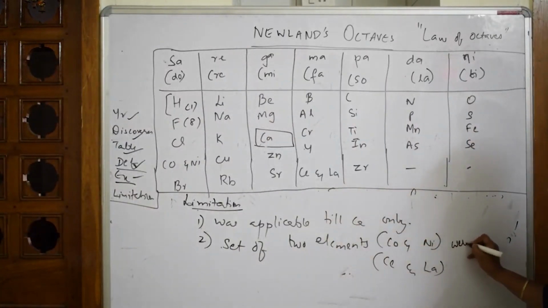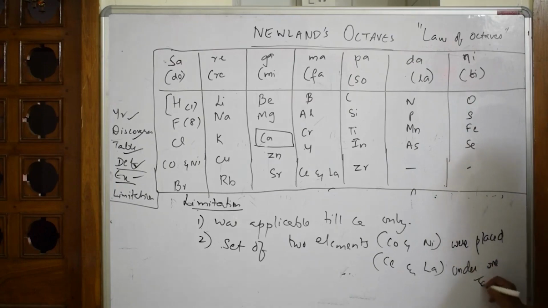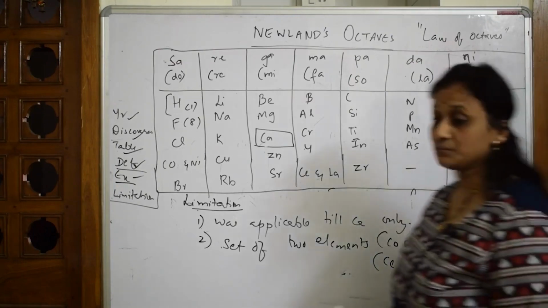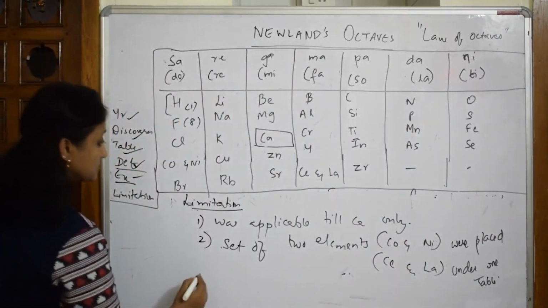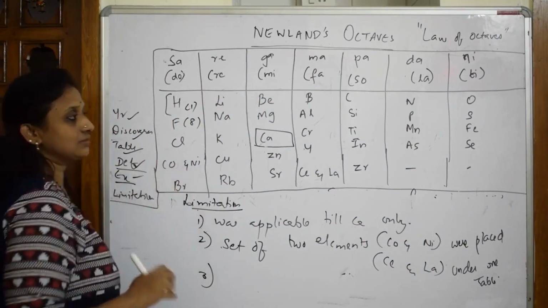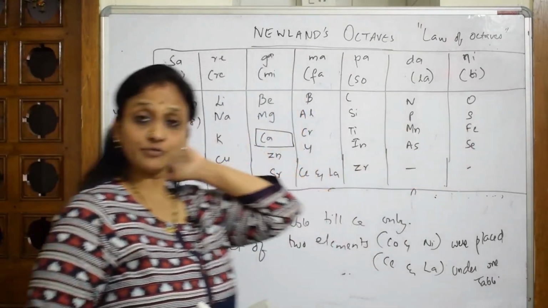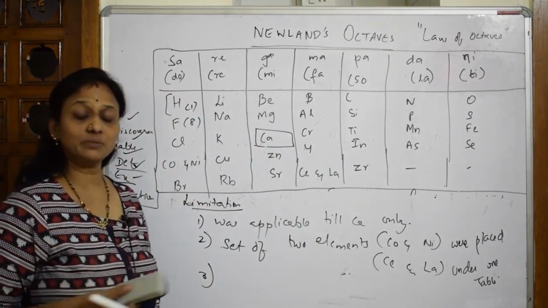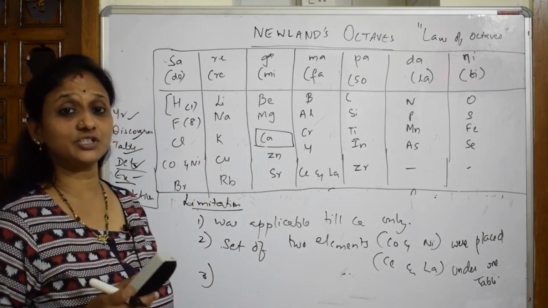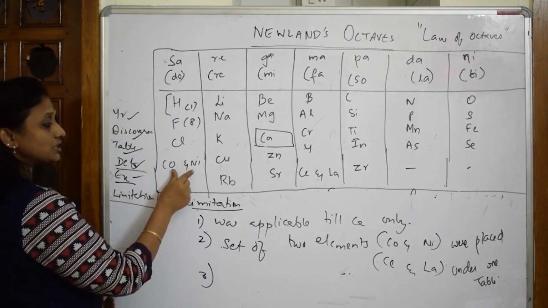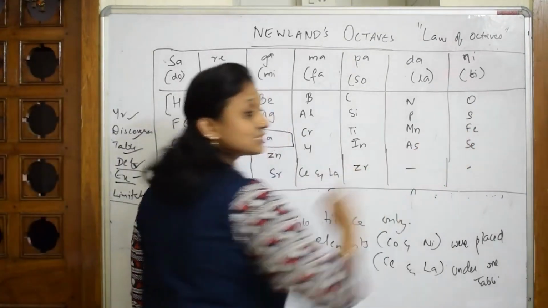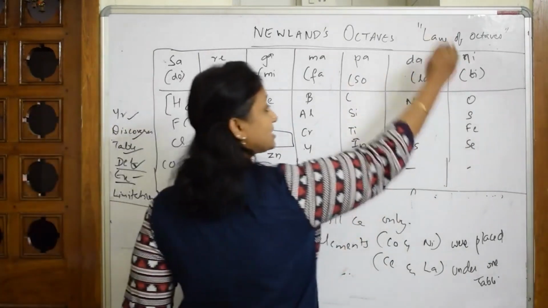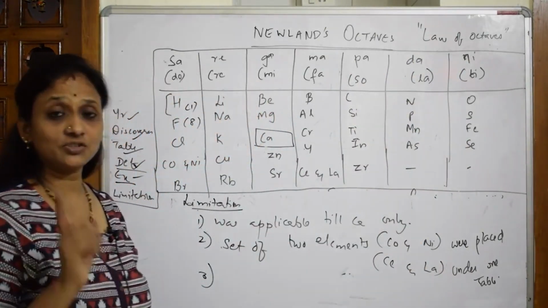That is right. Were placed under one table. That's also okay, fine. Then what is the next limitation? What is important is, just observe carefully here, where is that iron? Basically, iron is here. When I look at the properties of Fe, iron and cobalt and nickel are similar. In Mendeleev's periodic table, those are all transition elements. So though the properties of cobalt and nickel as well as iron are similar, he took that iron and placed it under the oxygen family, right? So that is one more limitation.